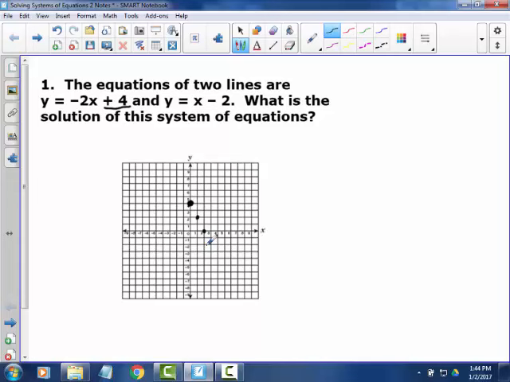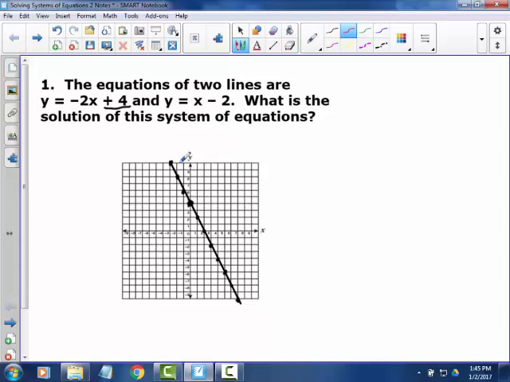Now for solving systems, I highly recommend that you do the counting method here, like I'm doing, for the entire grid. The reason I suggest that is because if you are a little bit off when you draw your lines, you're going to find that you have a different point of intersection, which is what we're going to be looking for. Okay, so here we have our line. So that's our first line, y equals negative 2x plus 4.